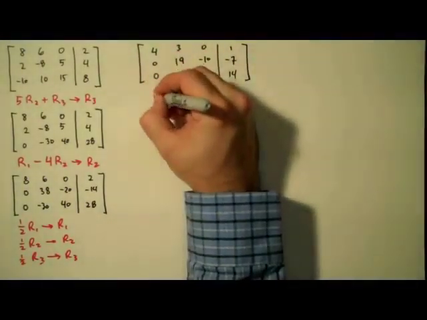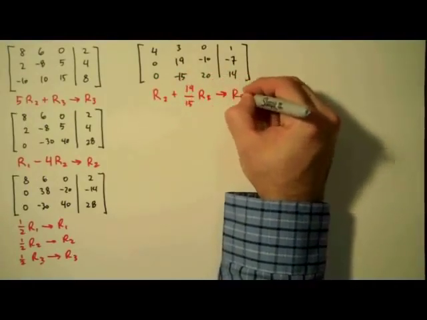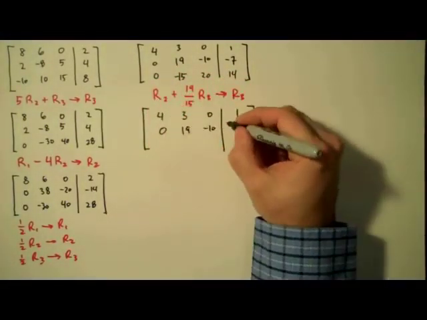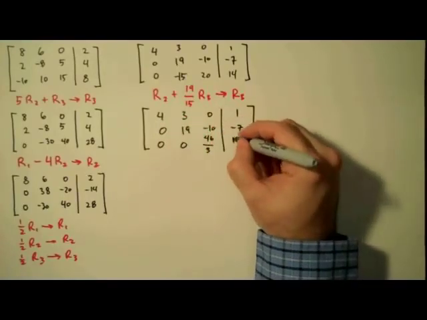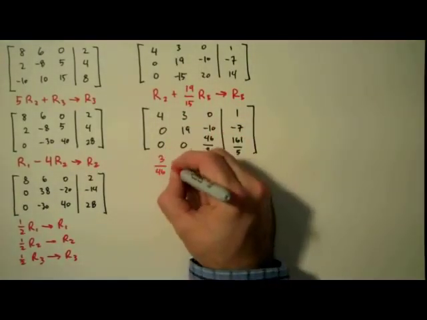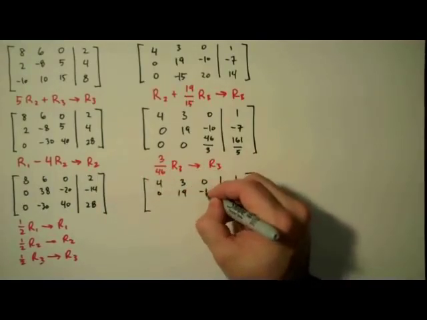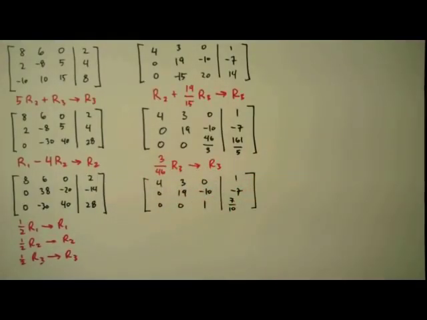Next, we'll take row 2 and add to it 19/15 times row 3, and we'll replace row 3 with the result. This gives us a 0 in the second column, third row. Now we'll multiply row 3 by 346, and this will give us our first solution, which is why you see a little happy face here.